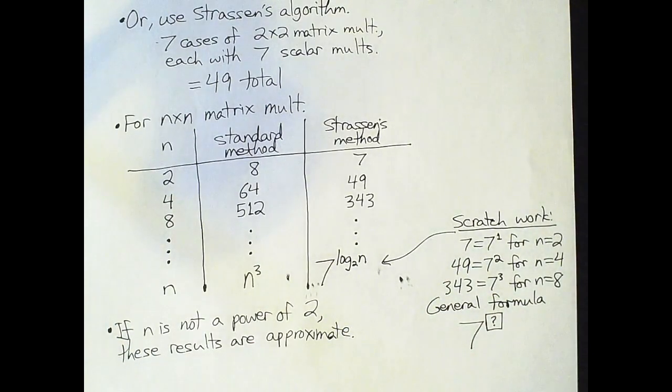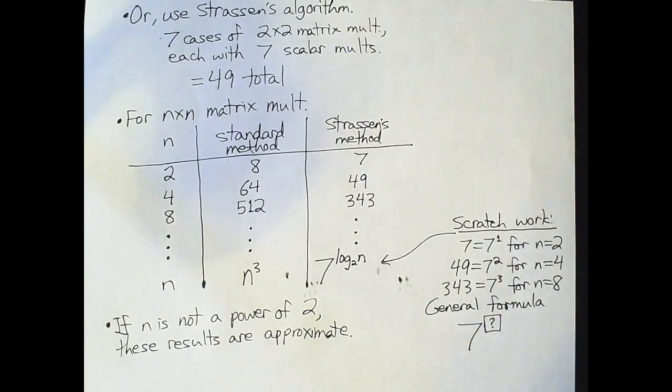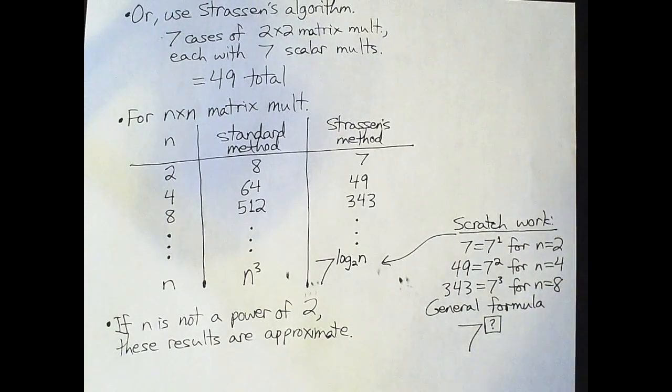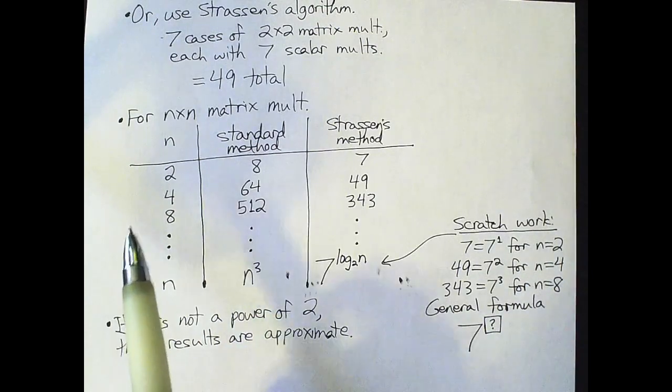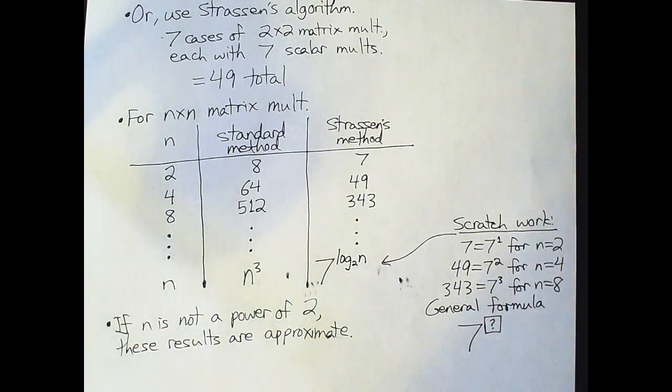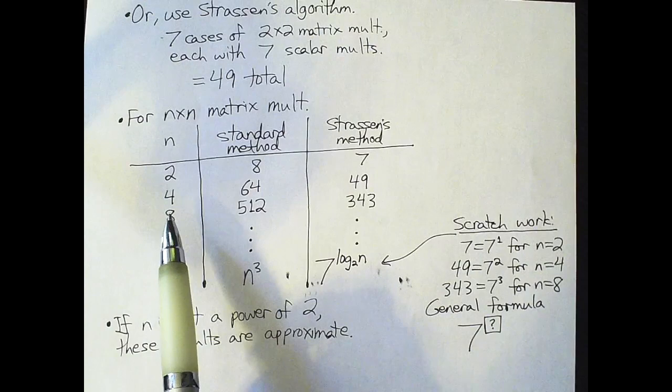So if n is not a power of 2, then there are a few options of how to deal with it. We still would like to do some kind of block matrix multiplication to break it up into pieces. I'll tell you the simplest option. If you have something like a 7 by 7 matrix times another 7 by 7, the simplest option would be to pad it with an extra row and column of zeros so that it is a power of 2.